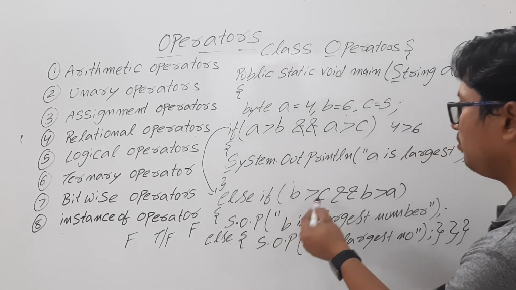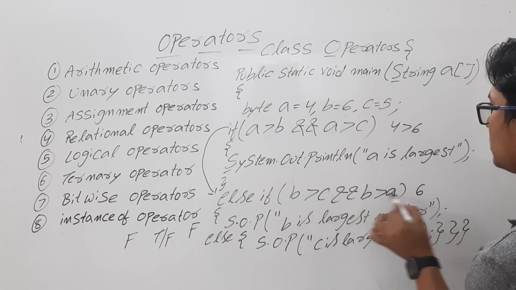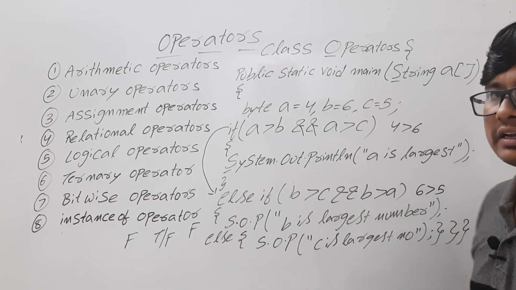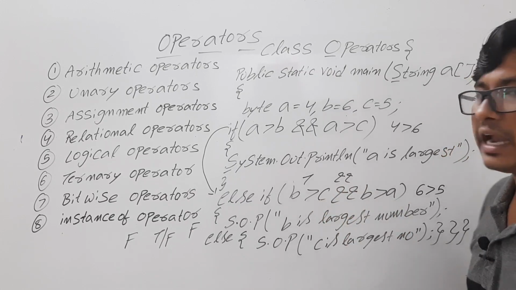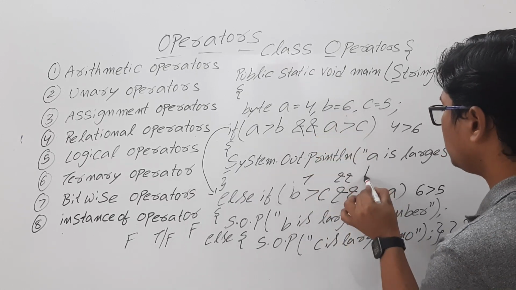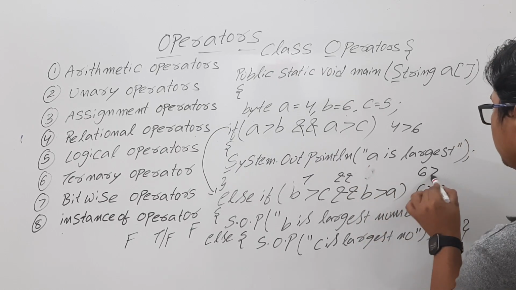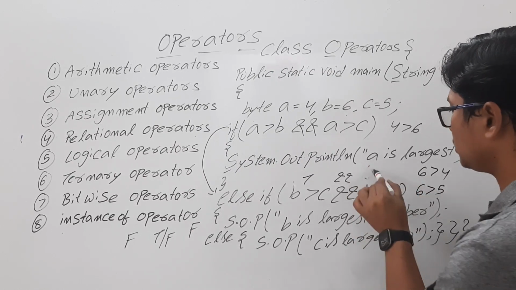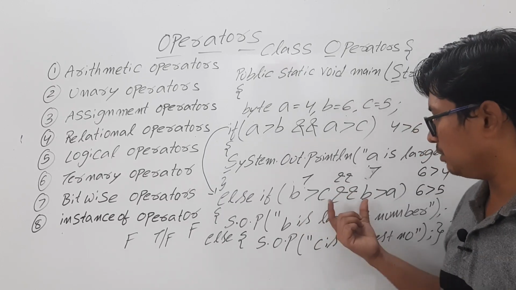If this condition is failed, the control will come here and it will verify this condition. Look at here, B is greater than C. What is the B value? 6. C value is 5. 6 is greater than 5. This condition is true. Logical AND. B is greater than A. What is the B value? 6. A value is 4. 6 is greater than 4. Again, this condition is true. True logical AND true, then the entire condition will be true.